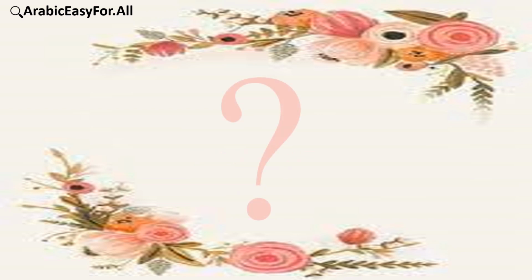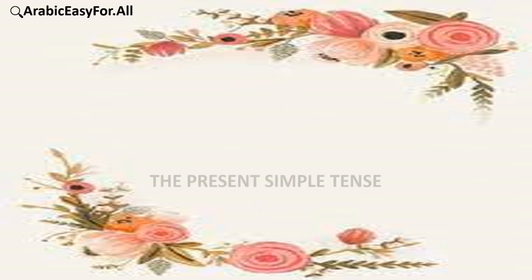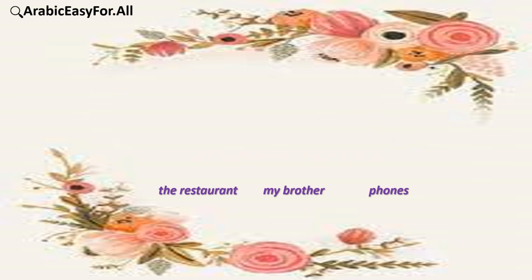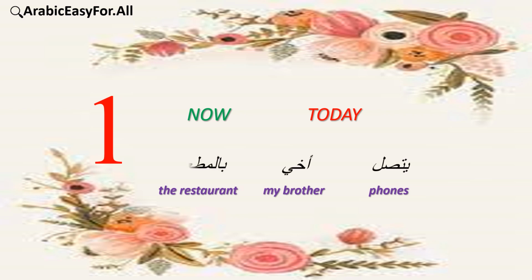The question asked is, when do we use the present simple tense? And of course, the answer is as follows. 1. The present simple tense is about now and today. As in the example, يتصل أخي بالمطعم. Today and precisely now.